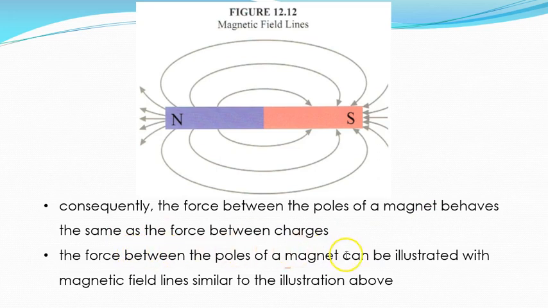The force between the poles of a magnet can be illustrated with magnetic field lines similar to the illustration above. You may have done an experiment in the past where you had iron shavings on a piece of paper and you placed a magnet underneath them and saw these actual field lines lined up like this on the paper. This is one of the ways that we can actually see the field lines. Another picture that we've seen where it showed something similar was a picture of the magnetic fields around the Earth.